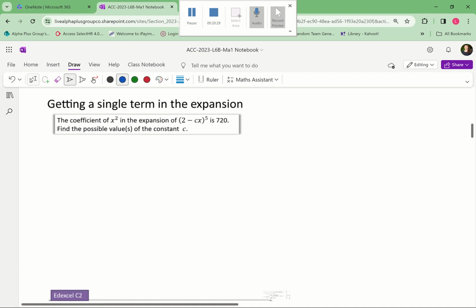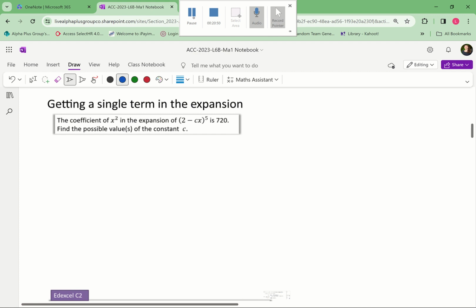Getting a single term in the expansion. The coefficient of x squared in the expansion of (2 minus cx) to the power of 5 is 720. Find the possible values of the constant c. So of course, we might need to work backwards, do some problem solving using what we've done to find out what c is.